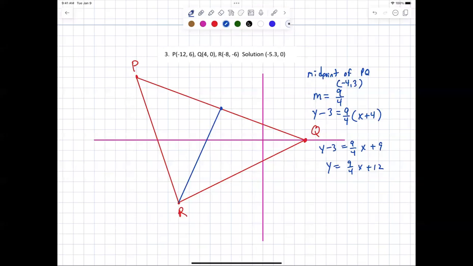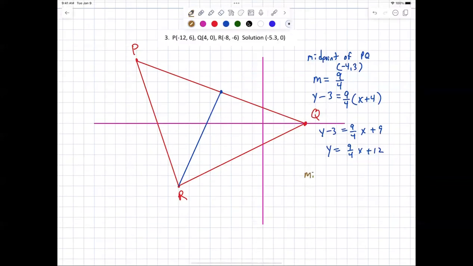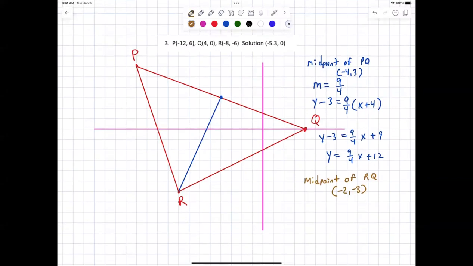All right, now let's find RQ. I'm going to change it to RQ, midpoint of RQ. What is it? Somebody said -2, -3. I'm not taking their word for it. I'm looking at R and looking at Q. Add them up. -4 divided by 2 is -2. -6 plus 0 divided by 2 is -3. If you plot it, you should see it's right on there.